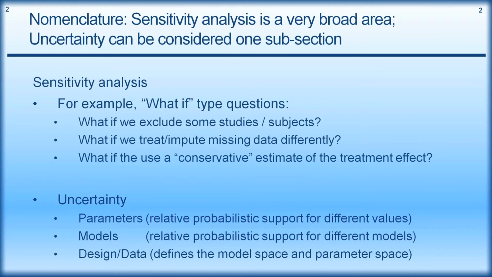Another example would be if we wanted to use a conservative estimate of the treatment effect. So rather than relying on the point estimate, we might want to look at the lower confidence interval or prediction interval and use that for predictions.